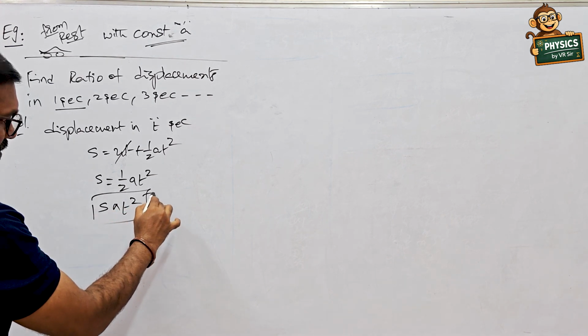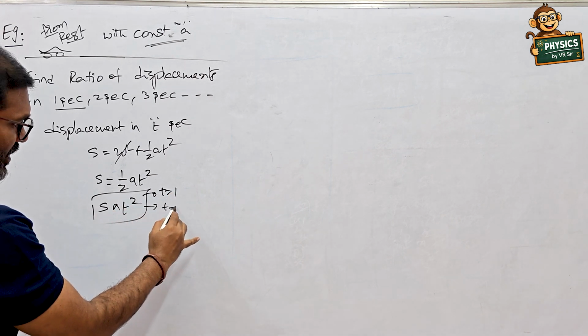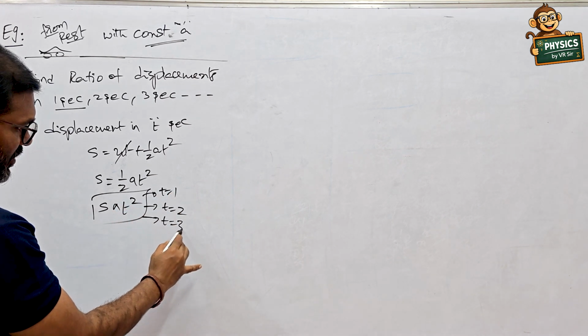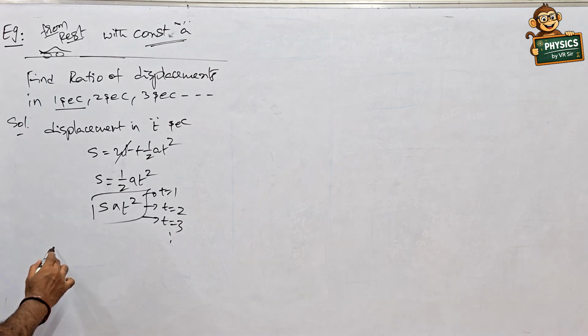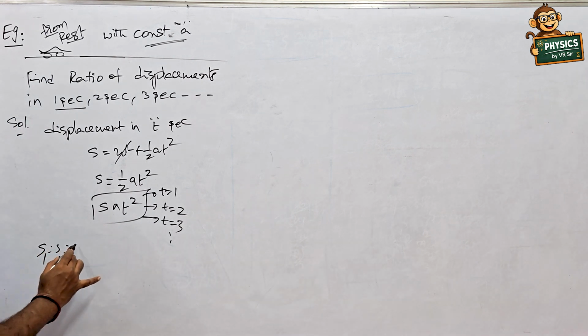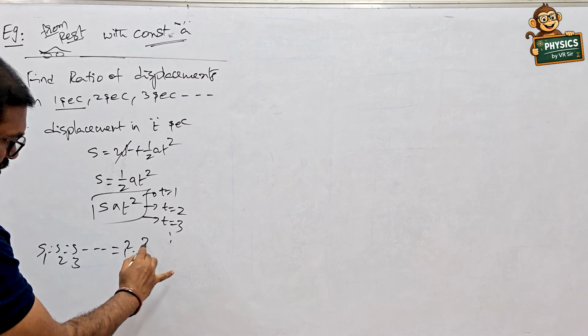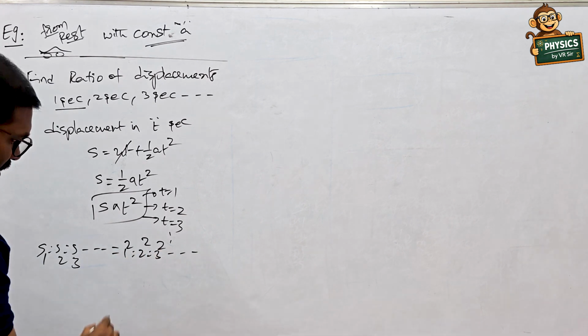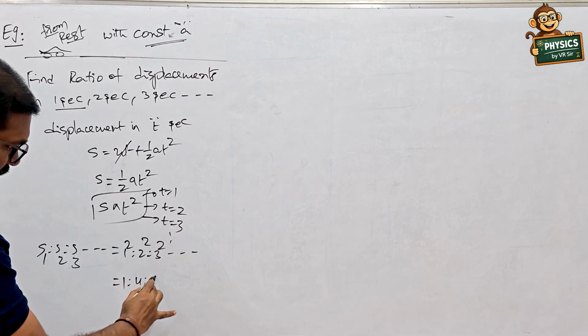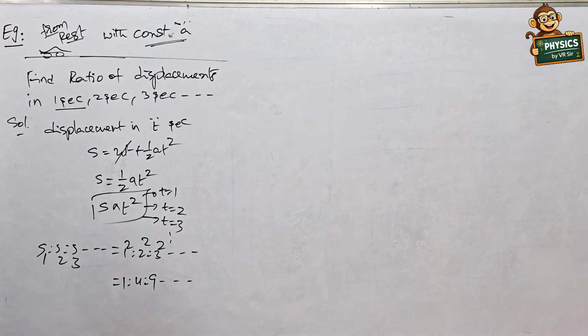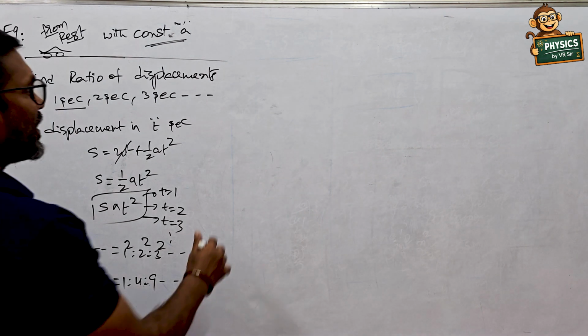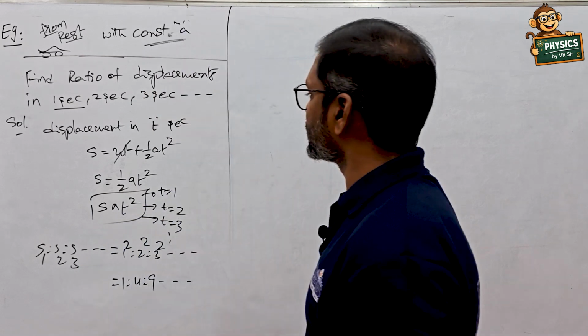Now here t is equivalent to 1, t equivalent to 2 and t equivalent to 3 and so on. Then how do you write S1 is to S2 is to S3 and so on? This must be equivalent to 1 square is to 2 square is to 3 square and so on. So this must be equivalent to 1 is to 4 is to 9 and so on. So this is the ratio of displacements in 1, 2, 3 and so on seconds.